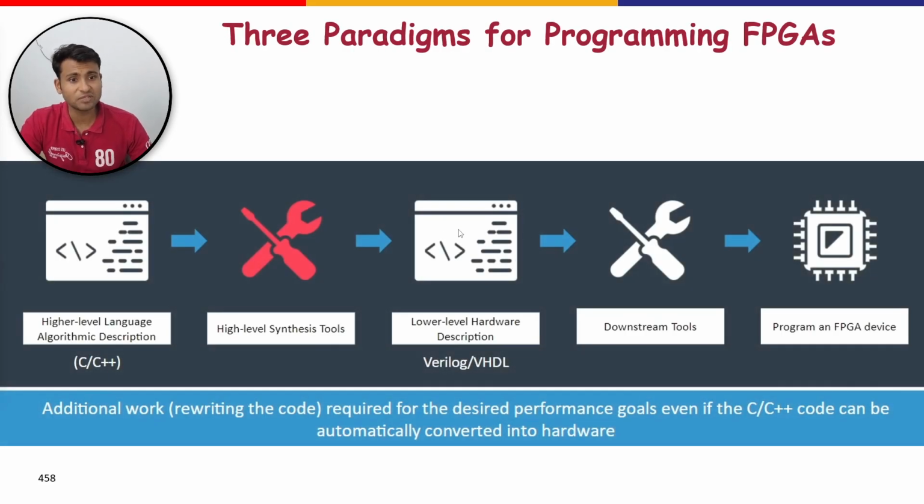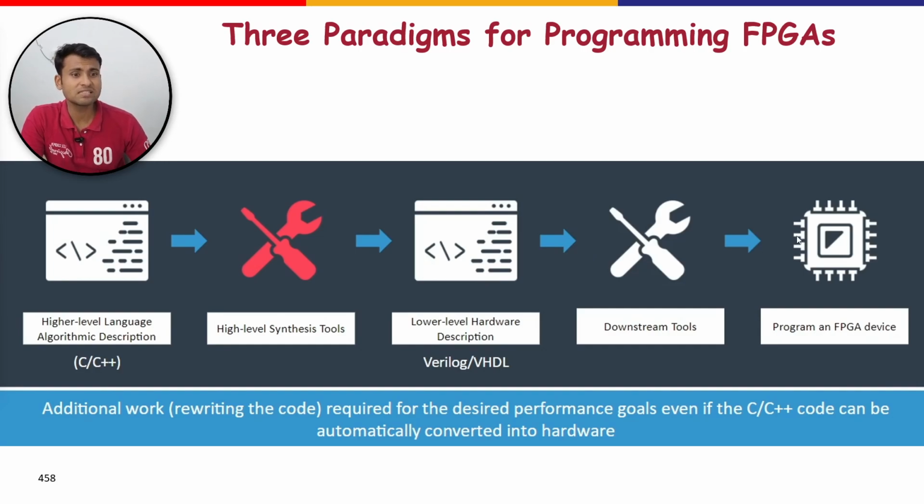So while FPGAs can be programmed using lower level hardware description languages such as Verilog or VHDL, there are now several high level synthesis tools that can take an algorithmic description written in a higher level language like C++ and convert it into a low level description language such as Verilog or VHDL. These can then be processed by downstream tools to program the FPGA device.